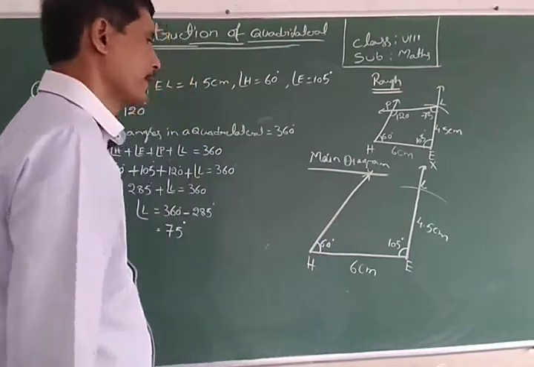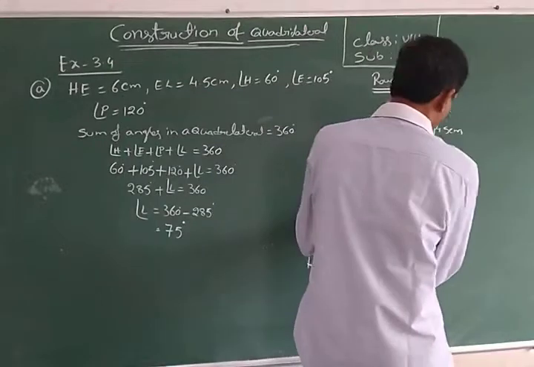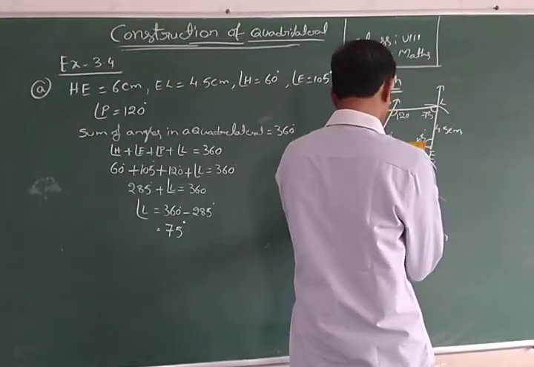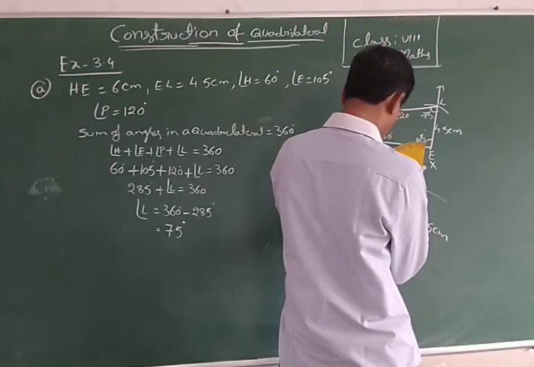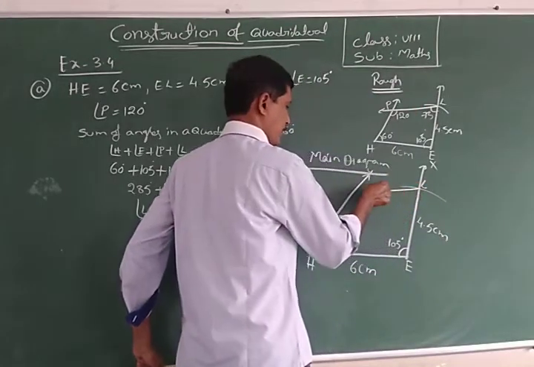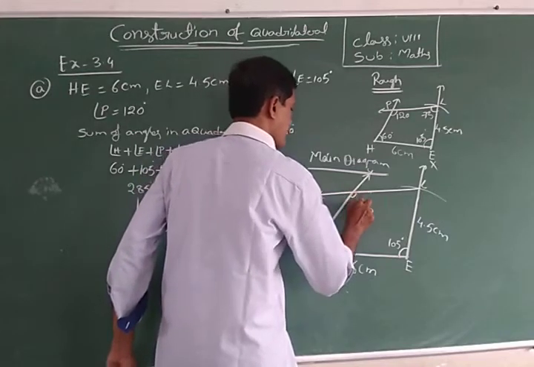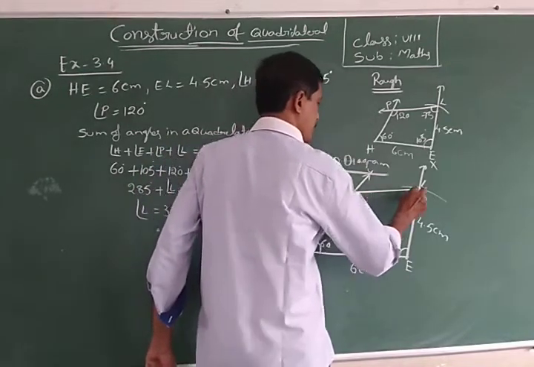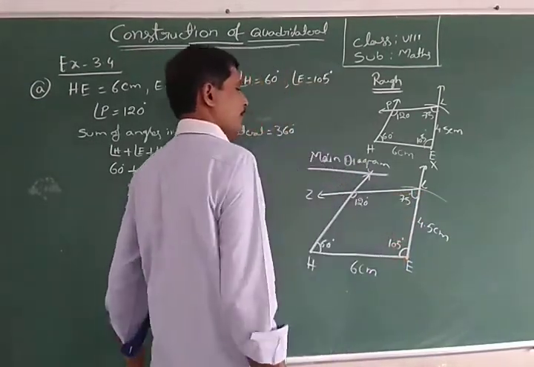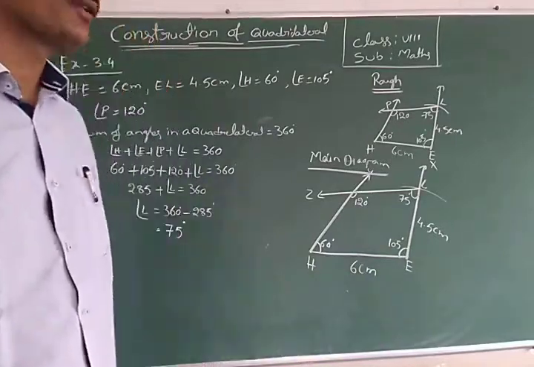Next, take L as the center, measure the angle by using the protractor only. Measure the angle 75 degrees. That is Z. Therefore, here the angle is 120 degrees. Here the angle is 75 degrees. See, 105, 75, and here 60. Total 360 degrees.